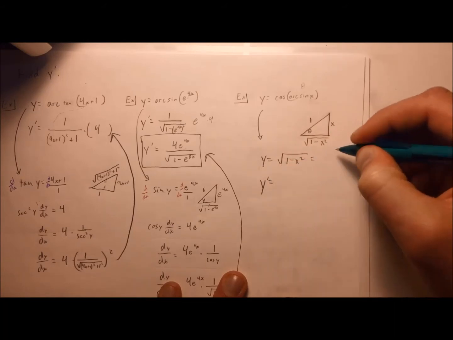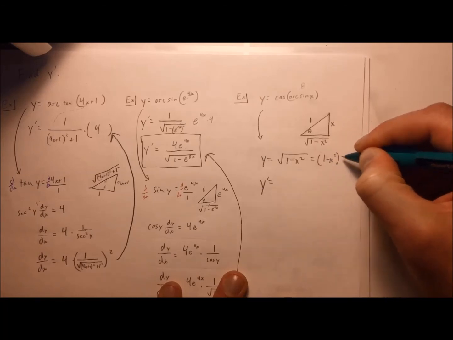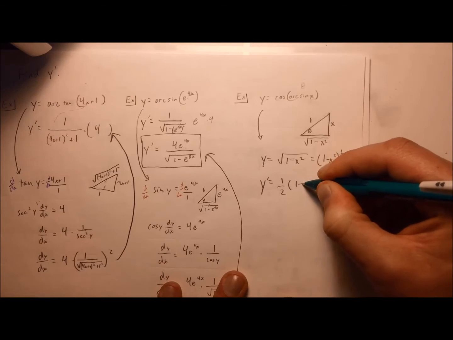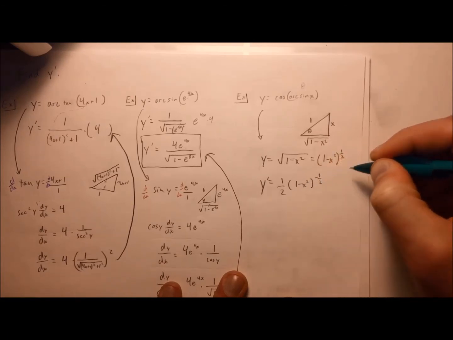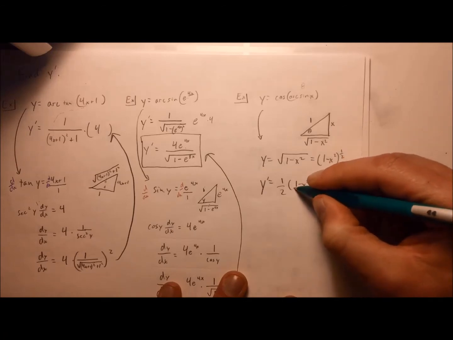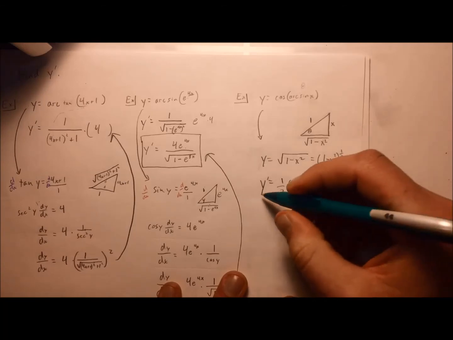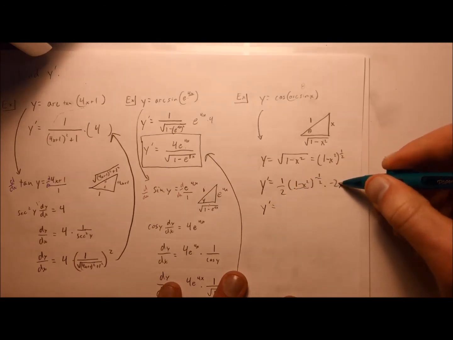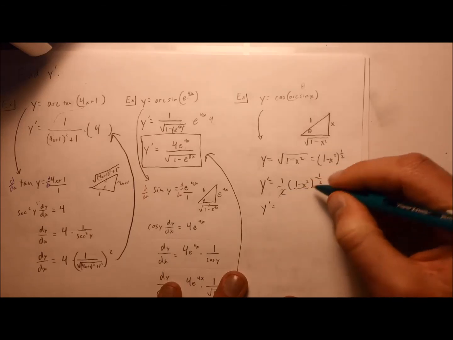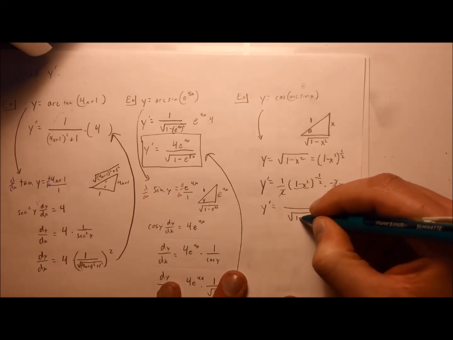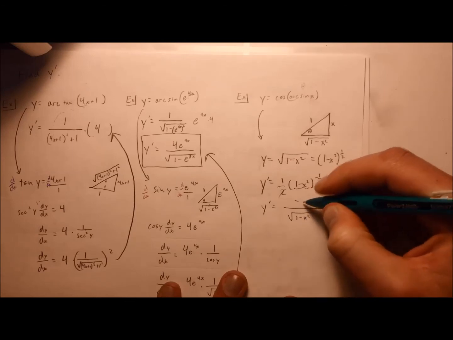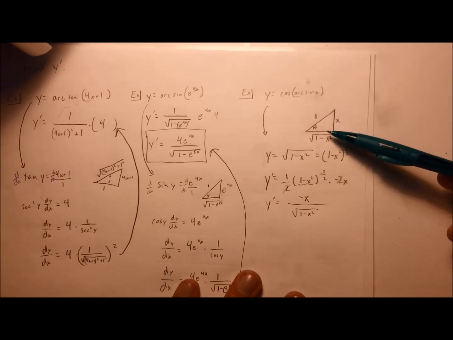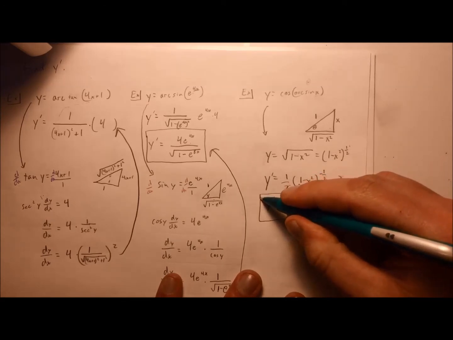Y prime is equal to, rewrite this first, 1 minus x squared to the 1/2. So derivative of this is 1/2 times 1 minus x squared to the negative 1/2. Chain rule. Derivative of the inside here is going to be negative 2x. So y prime is really just going to be, those twos cancel out. This negative puts it on bottom. Square root of 1 minus x squared, negative x. That's a whole lot easier than trying to do the other one. All because we can draw a triangle. Whole lot easier.